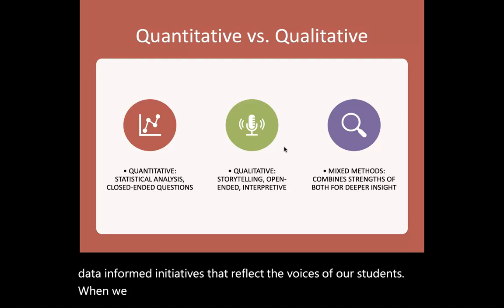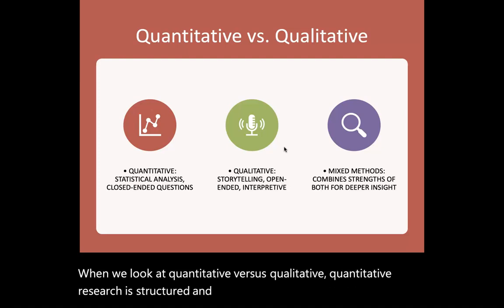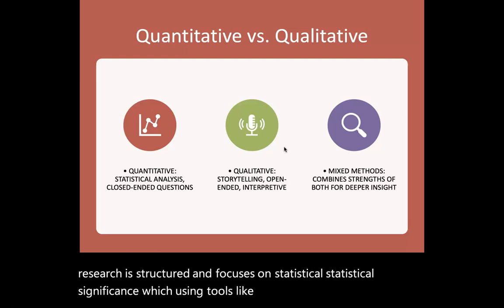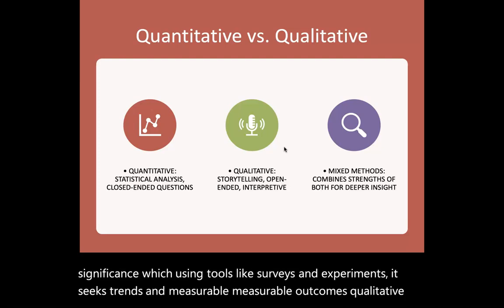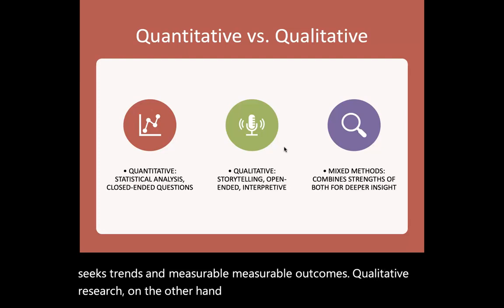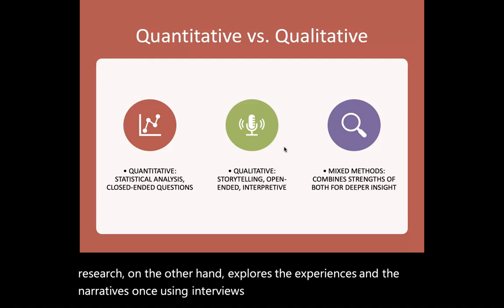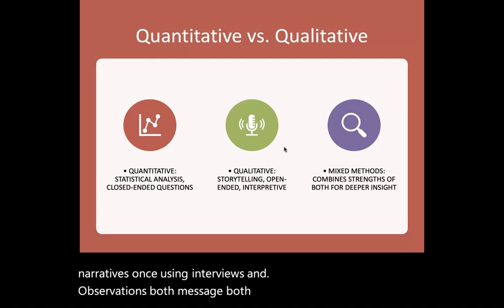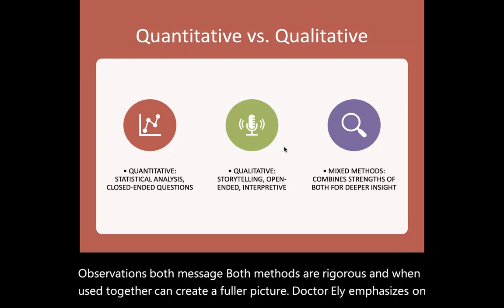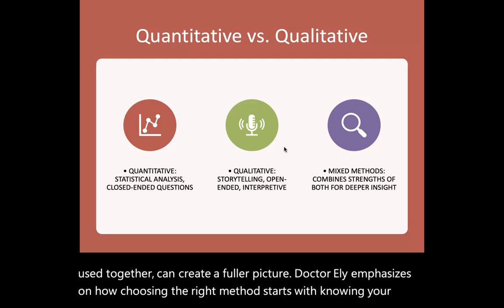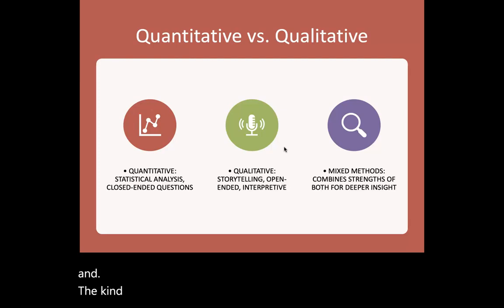When we look at quantitative versus qualitative, quantitative research is structured and focuses on statistical significance. Using tools like surveys and experiments, it seeks trends and measurable outcomes. Qualitative research, on the other hand, explores experiences and narratives, using interviews and observations. Both methods are rigorous, and when used together, can create a fuller picture. Dr. Ely emphasizes that choosing the right method starts with knowing your topic and the kind of insight that you are specifically looking for.